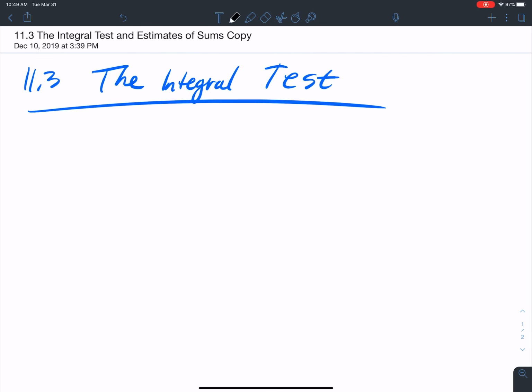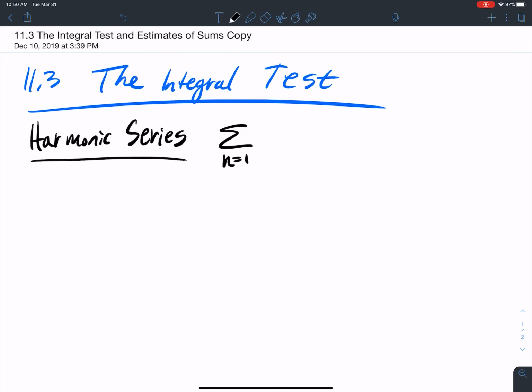All right, so we're going to start with the integral test. And before we jump into that, we are going to talk about the harmonic series. Very important series. A lot of class time developed these. The sum from n equals 1 to infinity of 1 over n. So what does this look like?